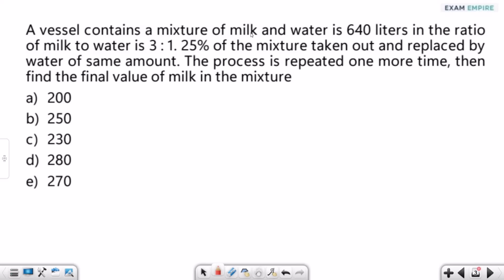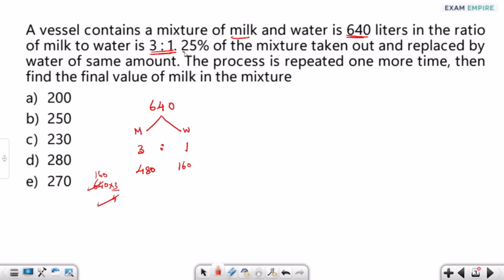A vessel contains a mixture of milk and water, 640 liters, in the ratio of milk and water 3:1. So totally, what is the mixture? 640. So this has the mixture of which two things? Milk and water. So what is the ratio of milk and water? 3:1. So 640 divided in the ratio 3:1. So how to find it? 640 into 3 by 4. This is one time and this is 160. 160 into 3 is 480. So 480 liters of milk and 160 will be water.